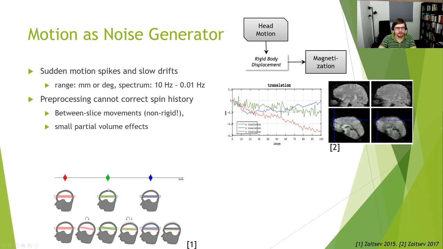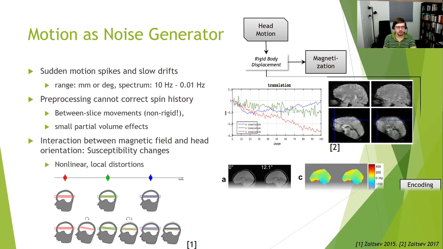If you have several excitations, several TRs, and you assume a head that is basically steady, then the same slice is excited at the same time with the same time intervals, and you have a steady state magnetization. However, if you have a movement between the slices, it means that some parts of that slice are only excited once instead of twice, or once instead of three times, and that means that you have a fluctuation that is related to the movement, but doesn't stem from any neuronal origin.